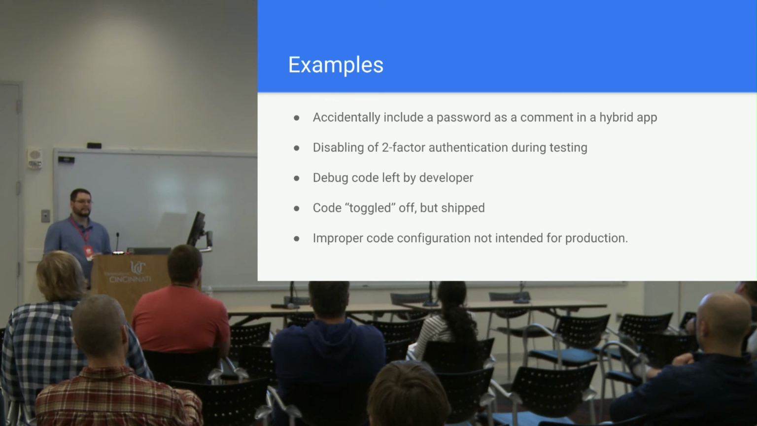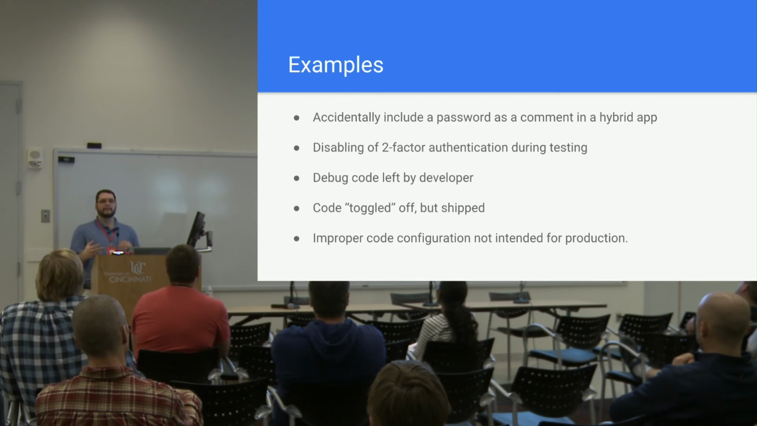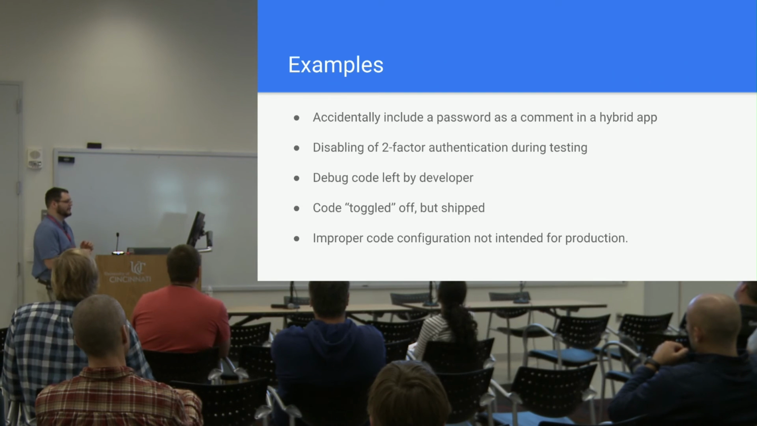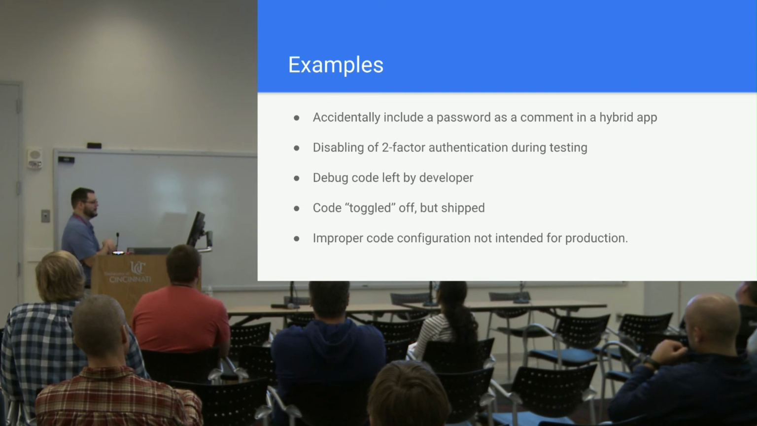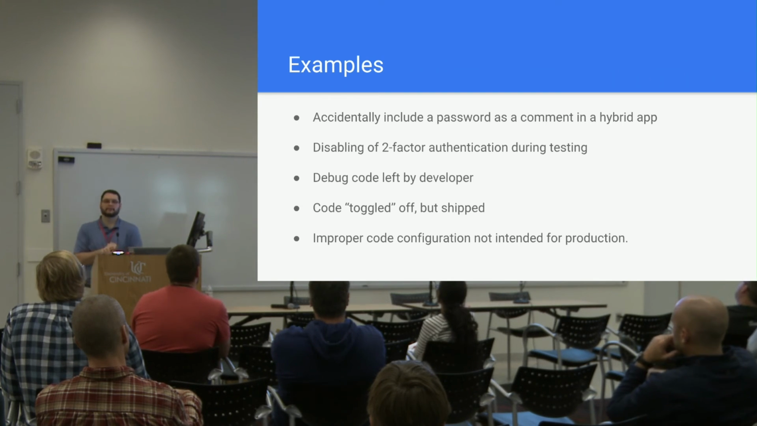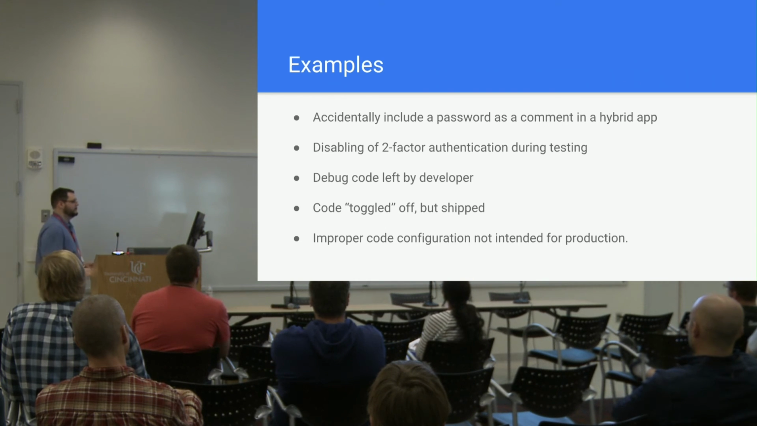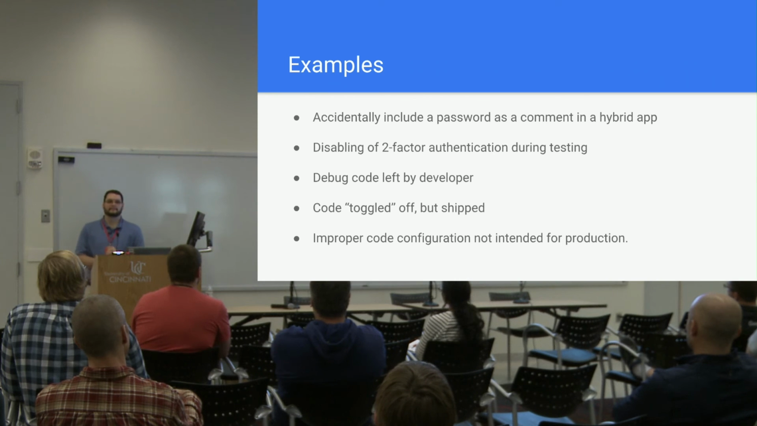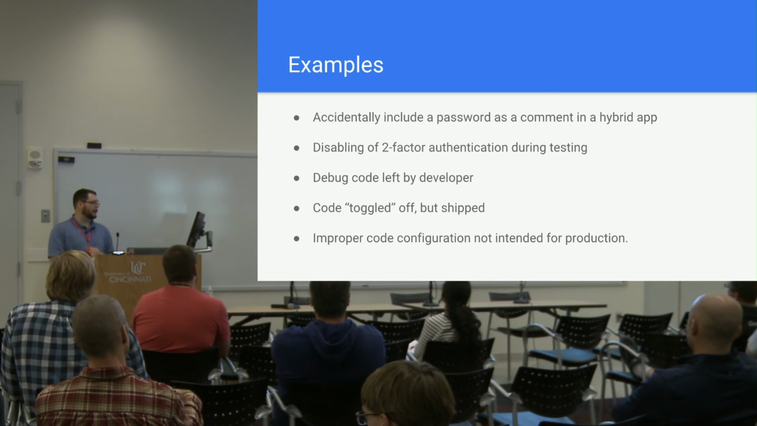Examples of some of these where this might come into play is maybe you accidentally included a password as a comment in your app somewhere. Well, you're going to be able to see that. Maybe you disabled two-factor authentication during testing and didn't take it out, and that got submitted to production. So now two-factor is turned off and you didn't mean it to. There's some debug code left in there by the developer. Maybe there's code toggled off but got shipped and it wasn't intended to.